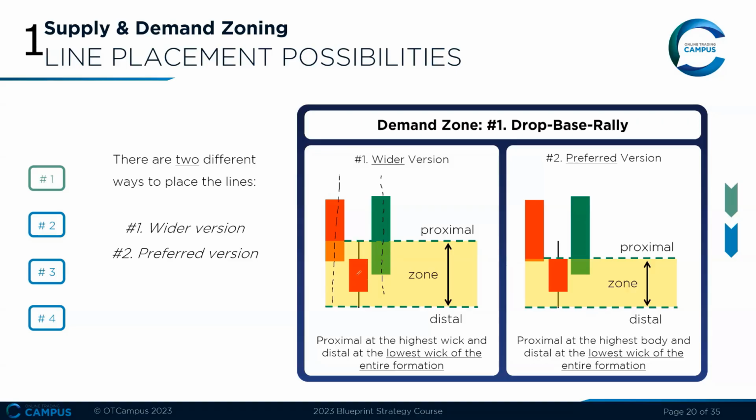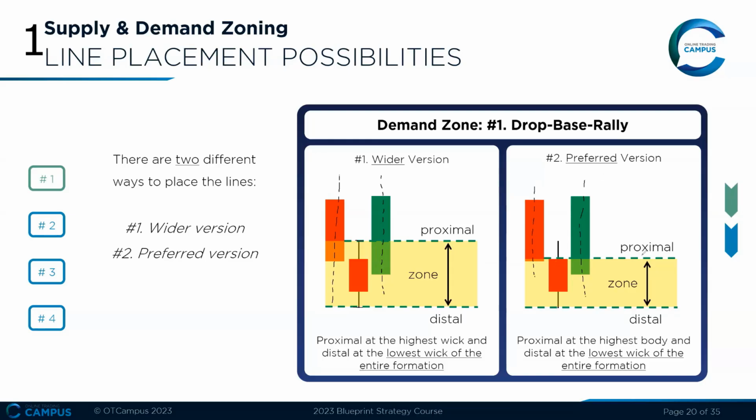Now the wider version, as the name implies, it takes the entire range of the base, right? So we go from the proximal being at the highest wick of the basing candles and the distal being at the lowest wick of the entire formation. Okay. The difference is we have exactly the same leg in, we have exactly the same leg out, it's the same formation, we isolate the base.